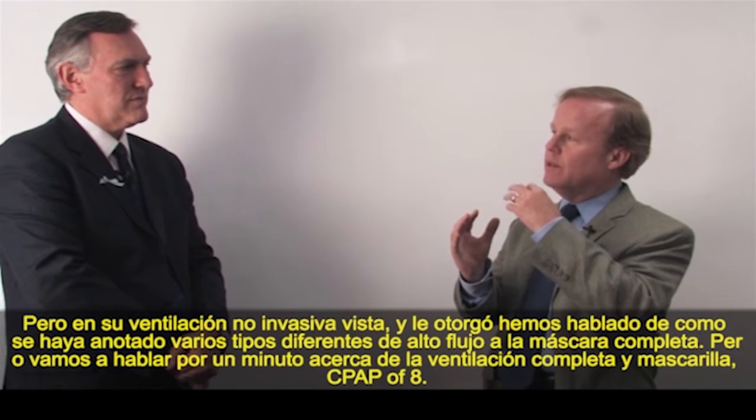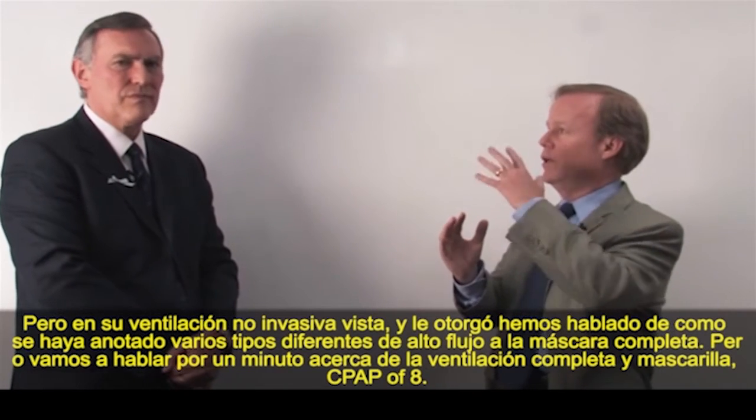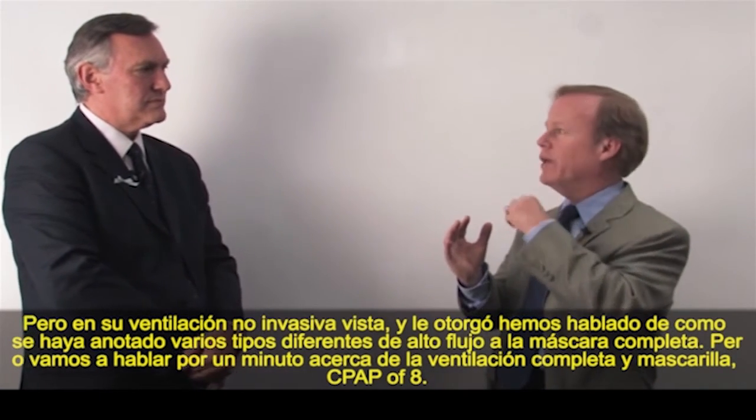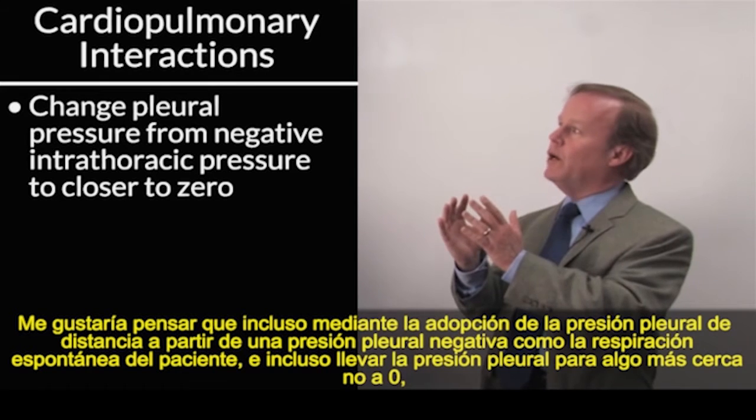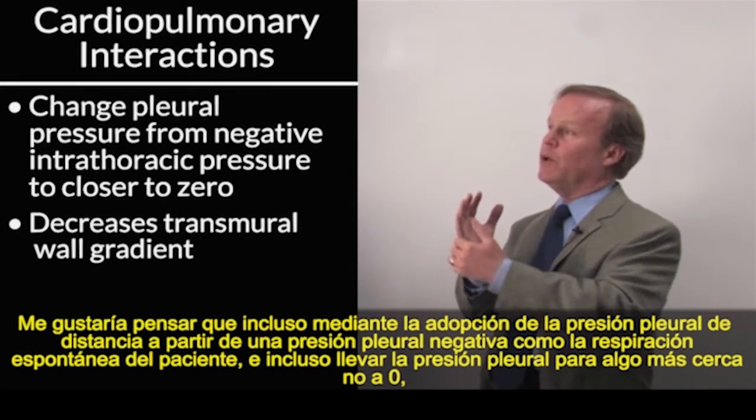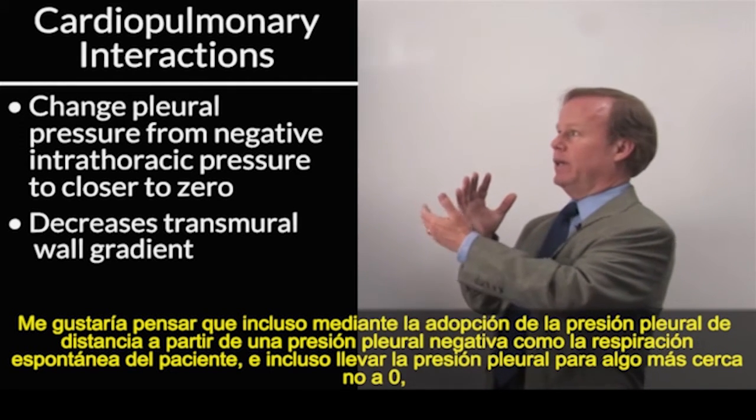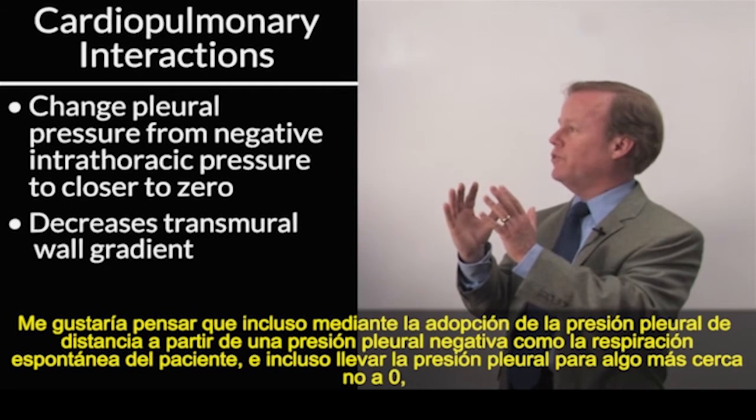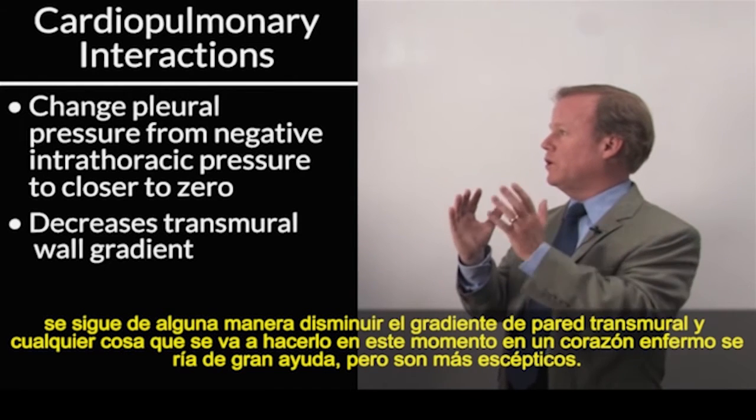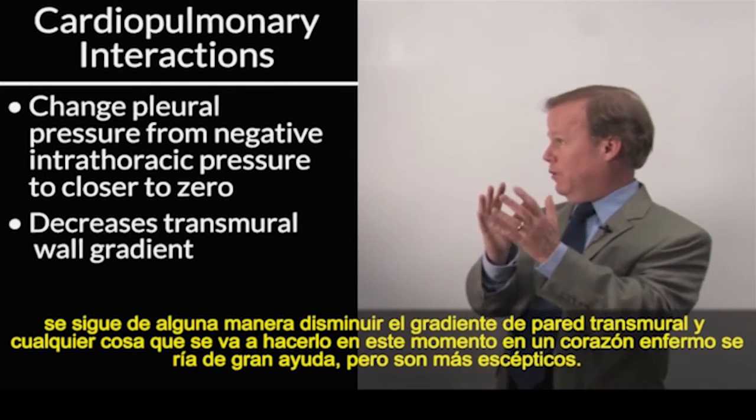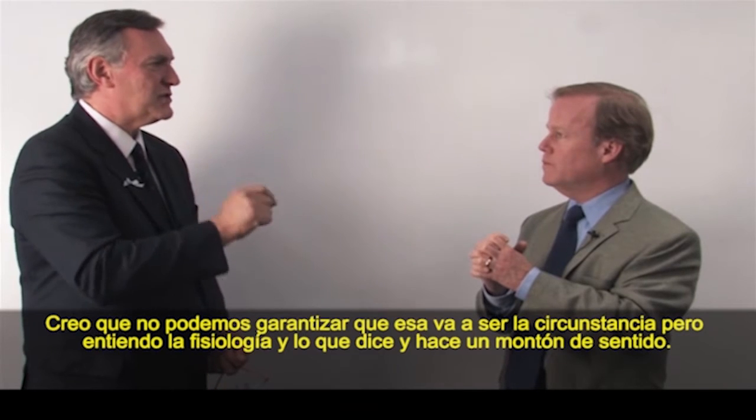But in your view, non-invasive ventilation. And granted, we've talked about, as you noted, several different types from high flow to full mask. But let's talk for a minute about full mask ventilation, CPAP of 8. I would think that even by taking the pleural pressure away from a negative pleural pressure as the patient's breathing spontaneously, and even bringing the pleural pressure to something closer to 0, would still in some way decrease the transmural wall gradient, and anything that's going to do that at this moment in a failing heart would be helpful, but you're more skeptical.